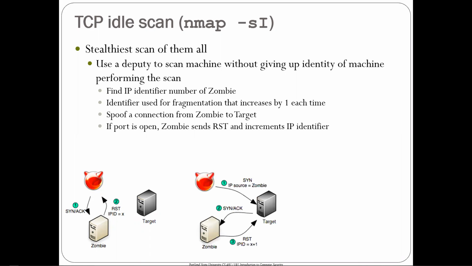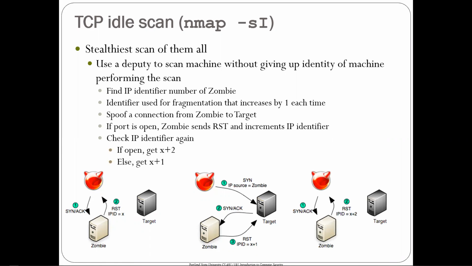The second step is to spoof a TCP SYN packet with the source of the zombie, the idle machine. By doing so, the target is going to send the SYN-ACK back to the zombie. And the zombie says, hey, I never sent this connection, reset this connection. By resetting this connection, it's going to send an IP packet that has this ID incremented by 1. Okay.